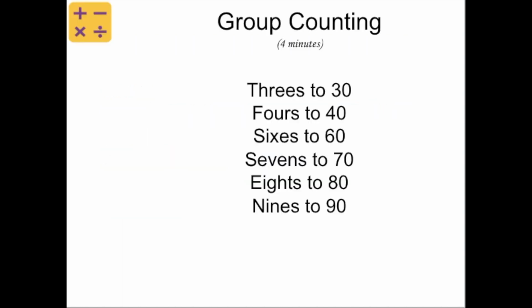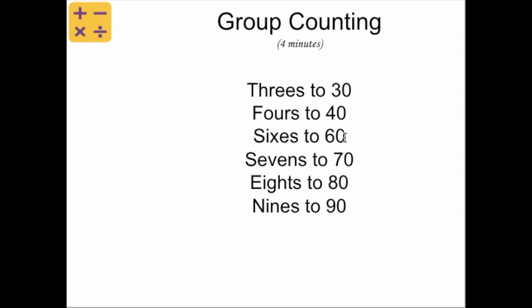We're going to start off with doing some group counting, just like we would do on the carpet at school. I'm going to count, and I hope that you can count along with me. Ready? Let's start. 3s to 30. 3, 6, 9, 12, 15, 18, 21, 24, 27, 30. 4s to 40. 4, 8, 12, 16, 20, 24, 28, 32, 36, 40.